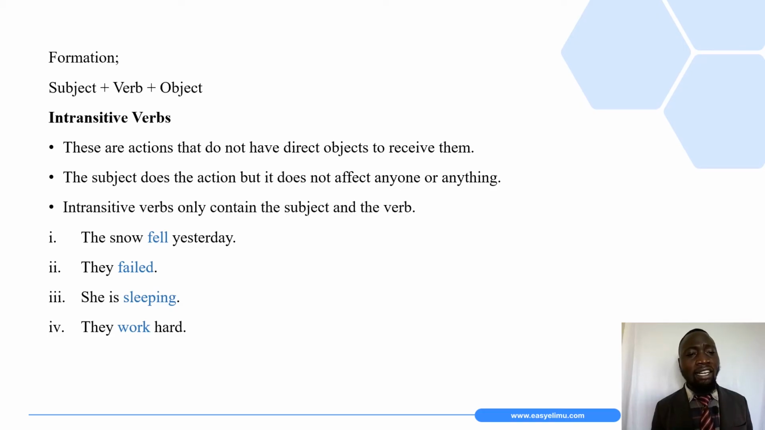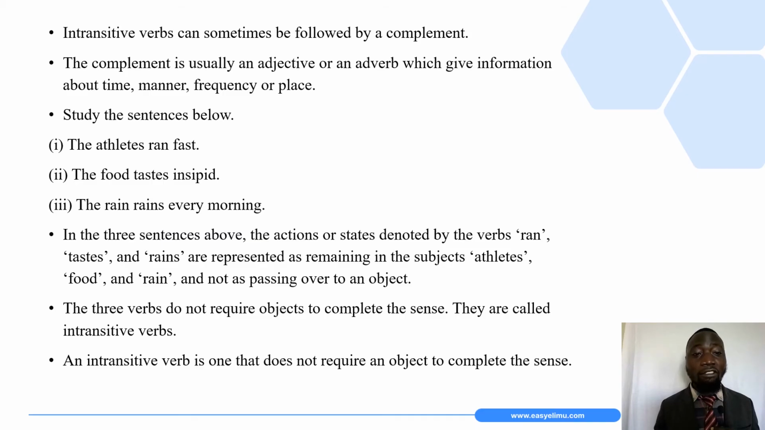So in the first sentence, there is the verb fell. So the snow fell yesterday. So looking at that sentence, we do not have a direct object. So there is nothing, completely nothing that receives the action. So the second sentence, we only have the subject and the verb. They failed. So the next one, she is sleeping. Then lastly, they work hard.